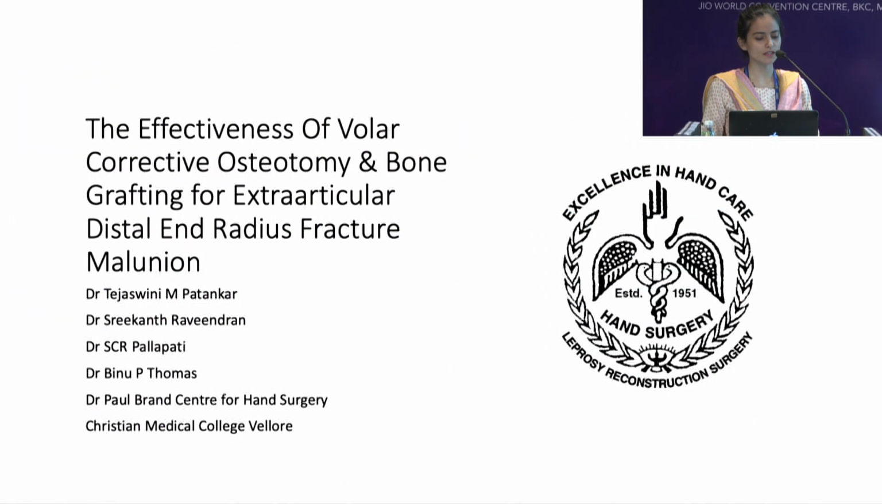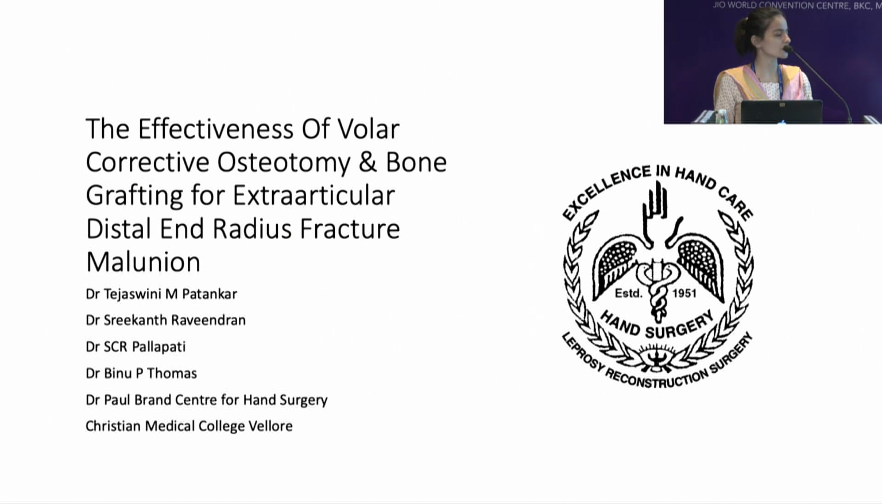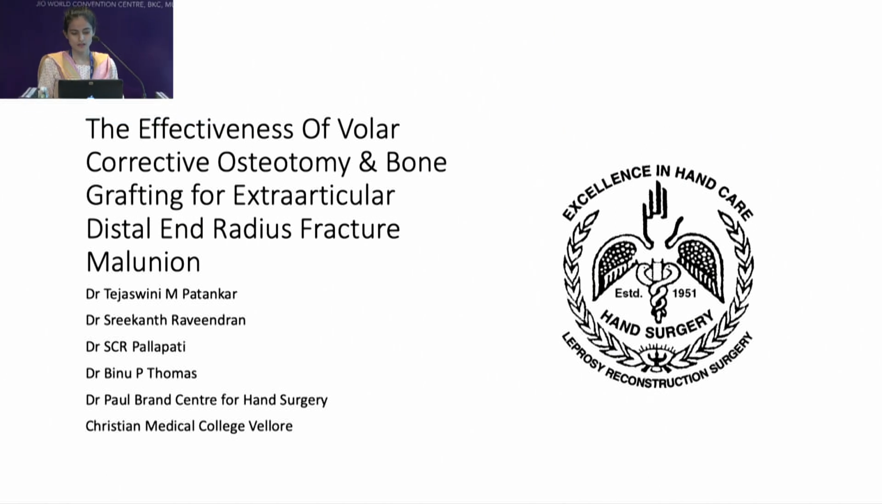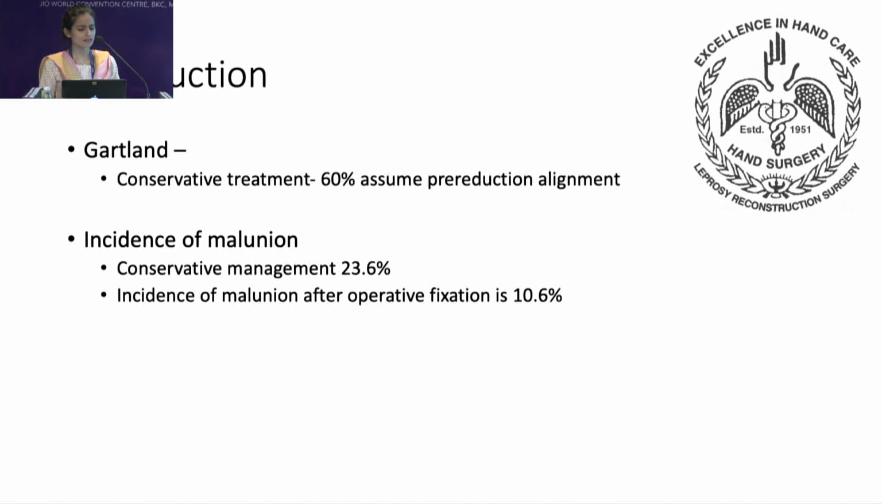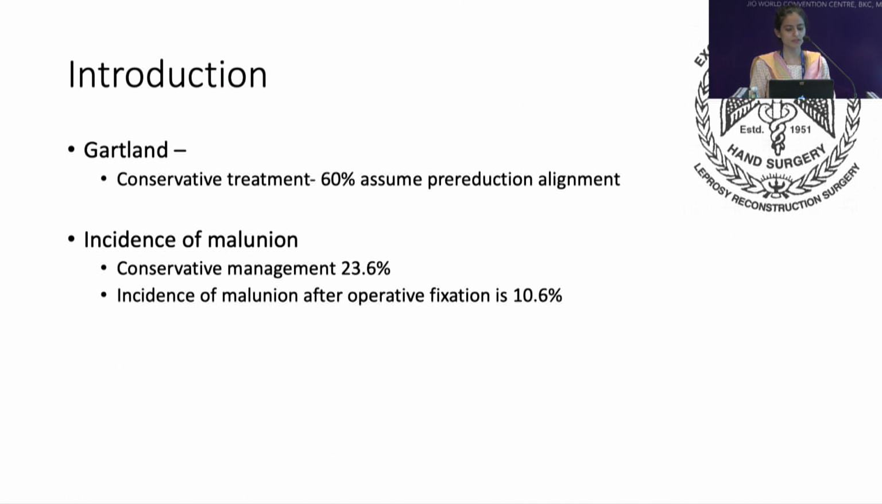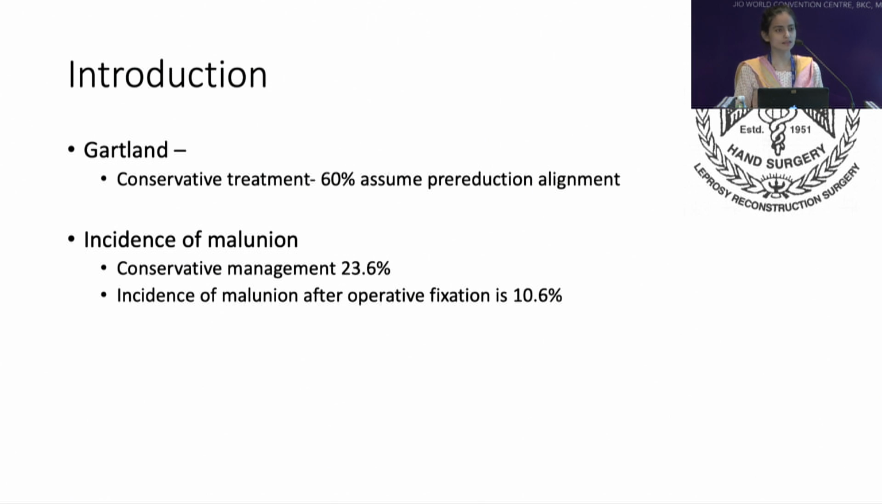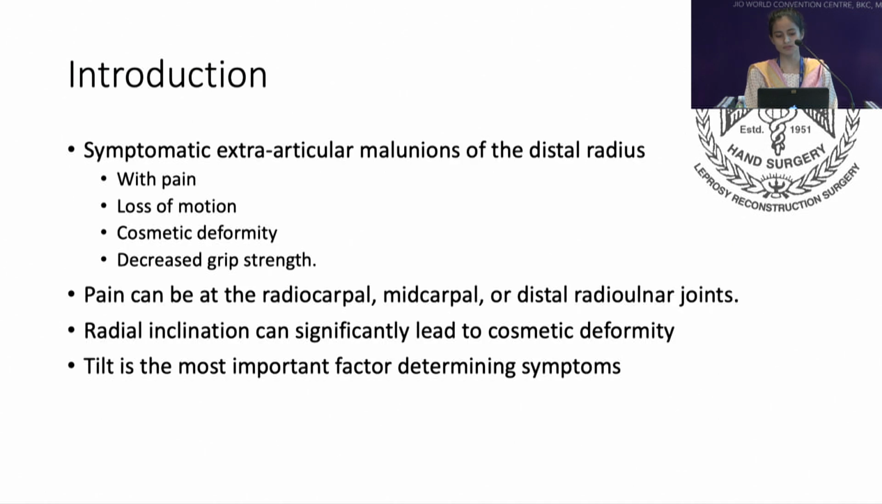So good morning, everyone. Today I'll be presenting on the effectiveness of volar corrective osteotomy and bone grafting for extra-articular distal radius fracture malunion. So I have no conflicts of interest. So Gartland had described that after a conservative treatment, 60% of them assume a pre-reduction alignment. And incidence of malunion after conservative management is 23.6%, and incidence of malunion after operative fixation is 10.6%.